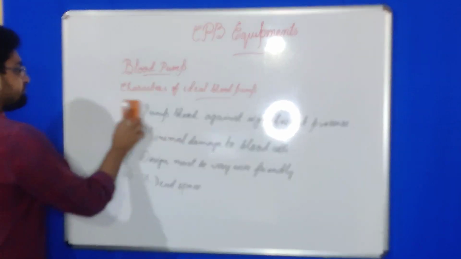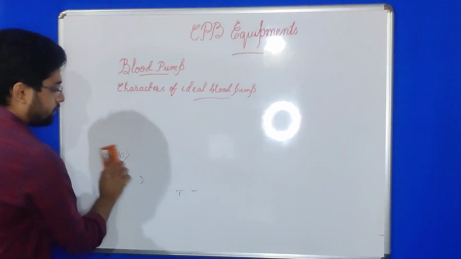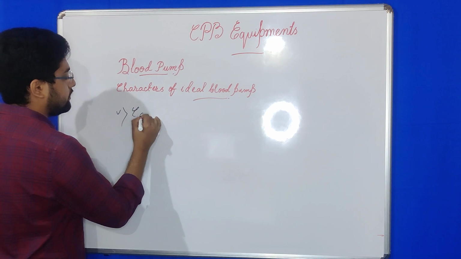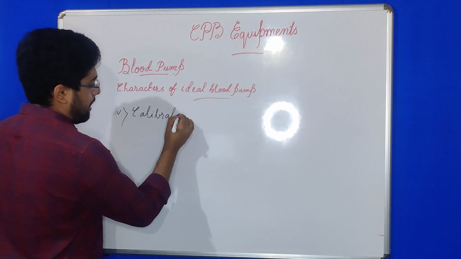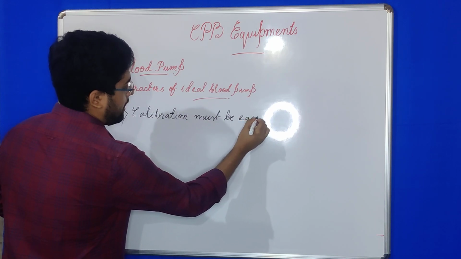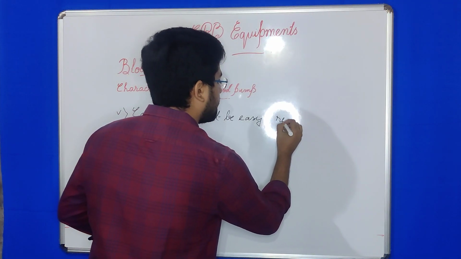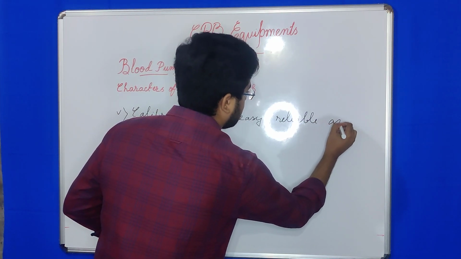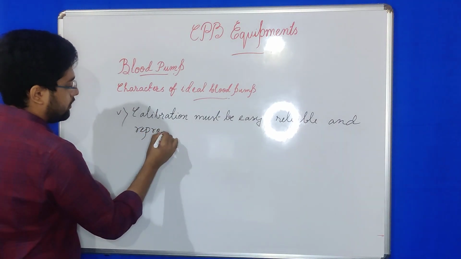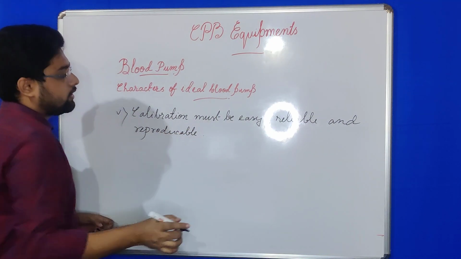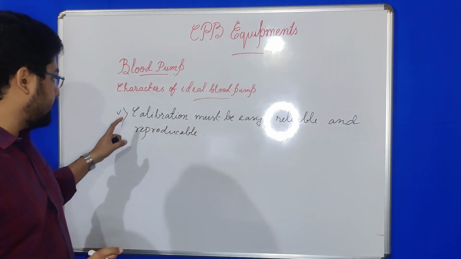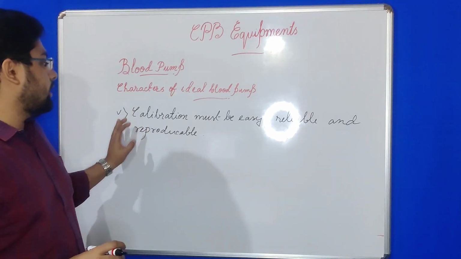Next is number 5, calibration. It must be easy, reliable and reproducible, so that if at any time calibration becomes imperfect, we can readjust the calibration very easily.